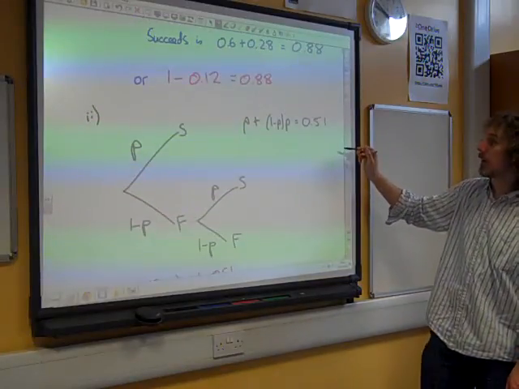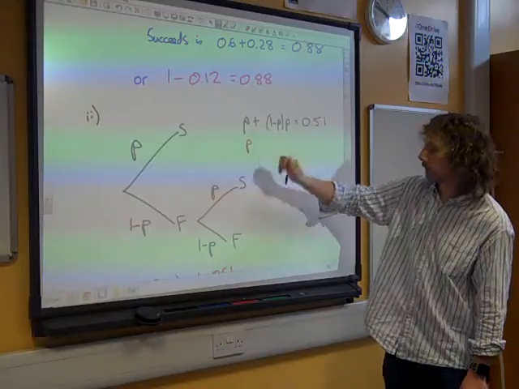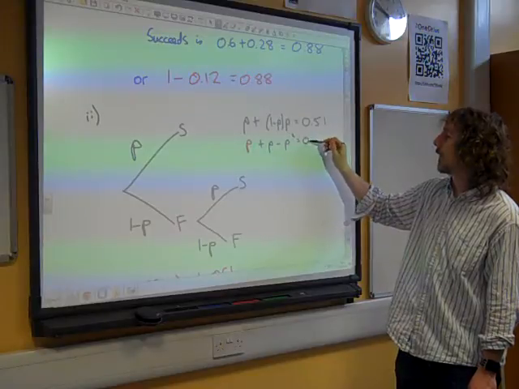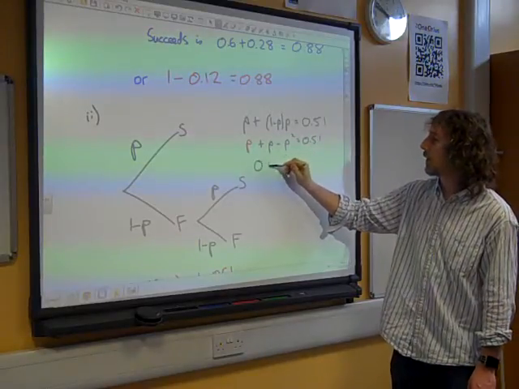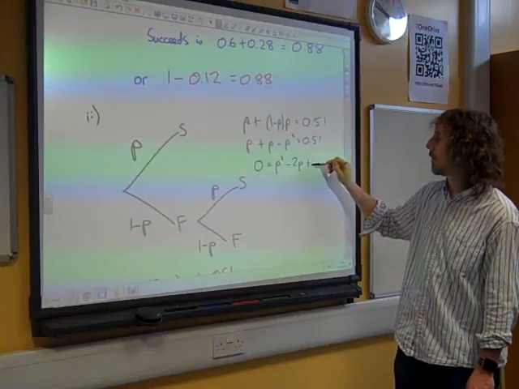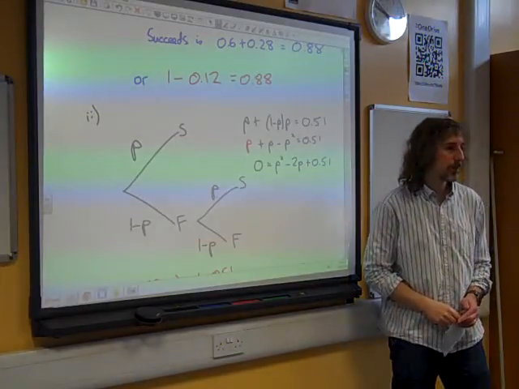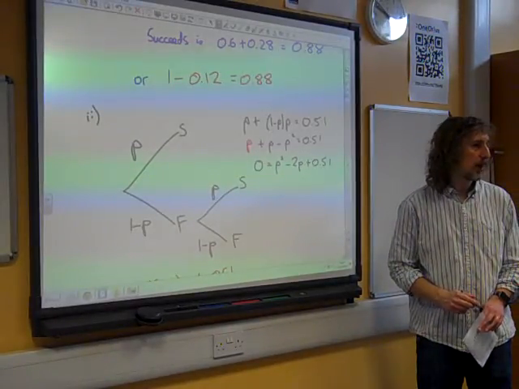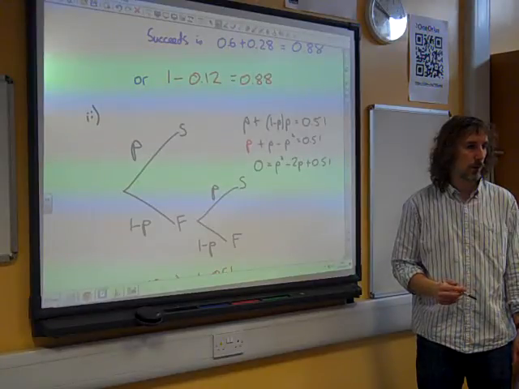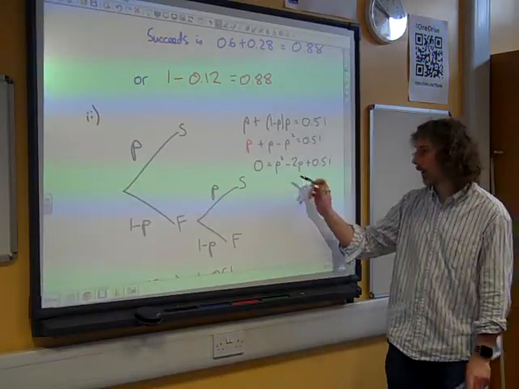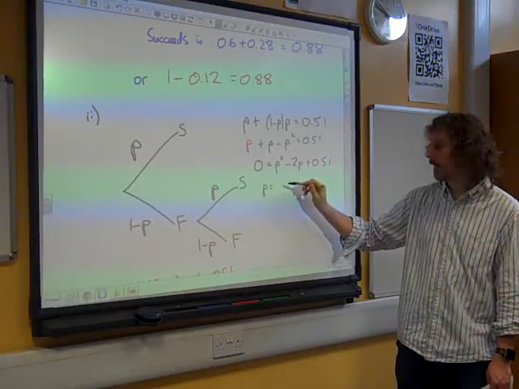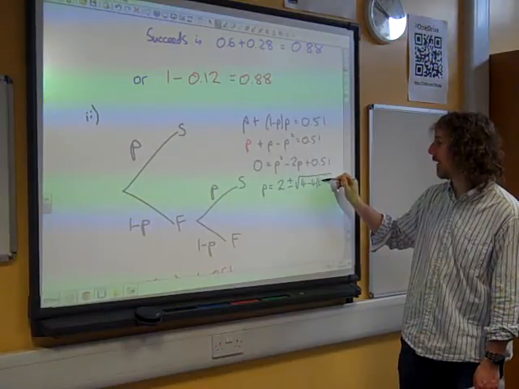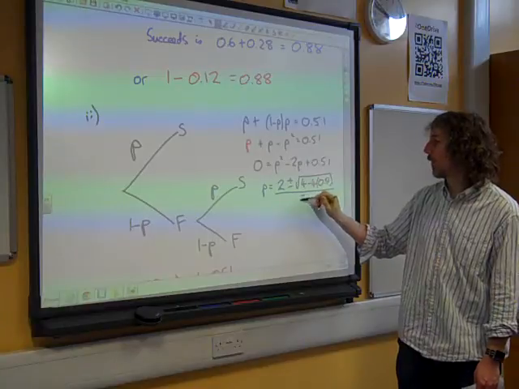But if we do it this way, because we started this way, what have we got? P plus P minus P squared is 0.51. So we get 0 equals P squared minus 2P plus 0.51. And we're there with a quadratic equation which we need to solve, and we've got a calculator so we can do that with the quadratic formula. So we get P is minus B plus or minus the square root of B squared minus 4AC all over 2A.